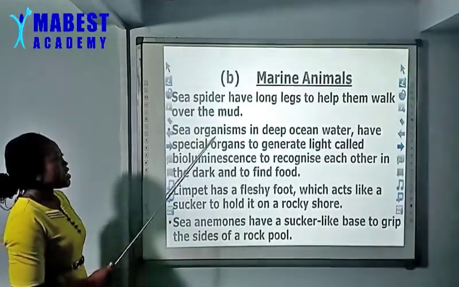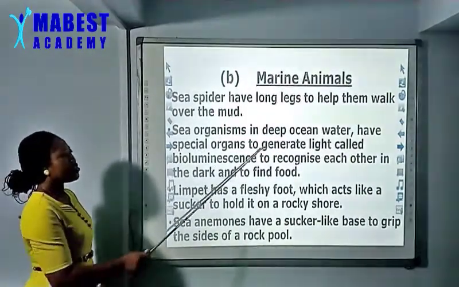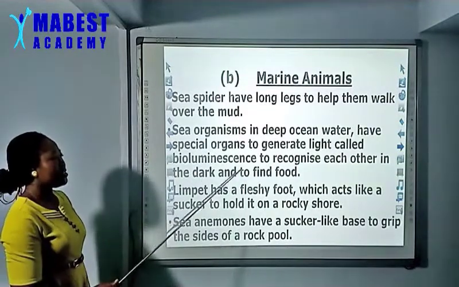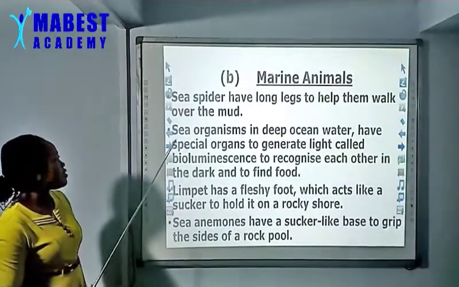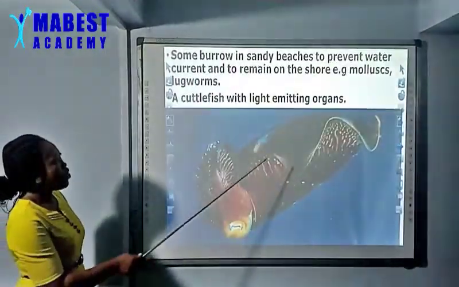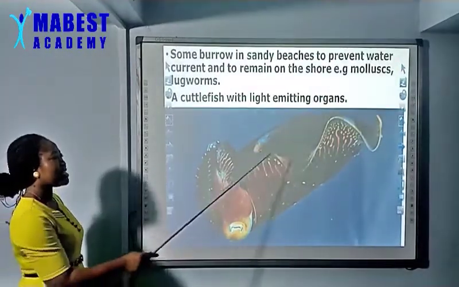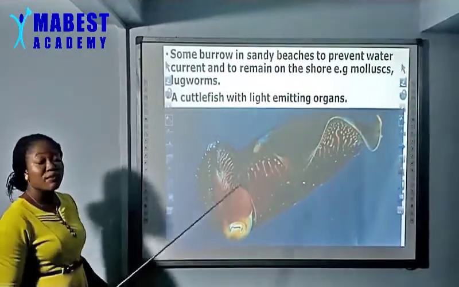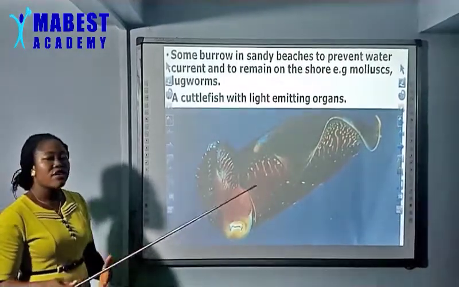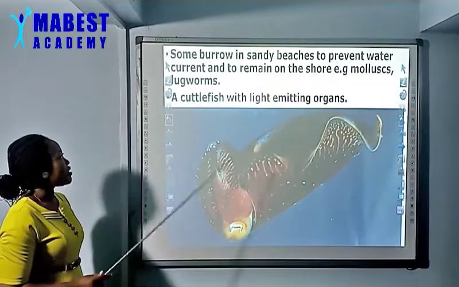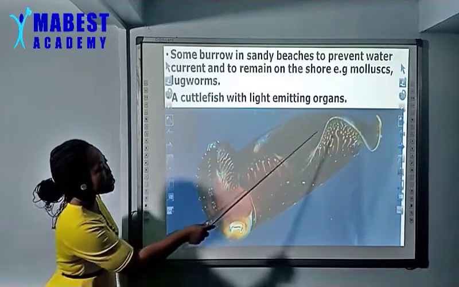Sea organisms in deep ocean water have special organs to generate light called bioluminescence, to recognize each other in the dark and to find food. Yes, this is an example of a cuttlefish with light-emitting organs. So they are producing light on their body, and this helps them in the dark to recognize or get food and even see each other. They have the ability to emit these lights from their body. You can see the light coming out of their body.